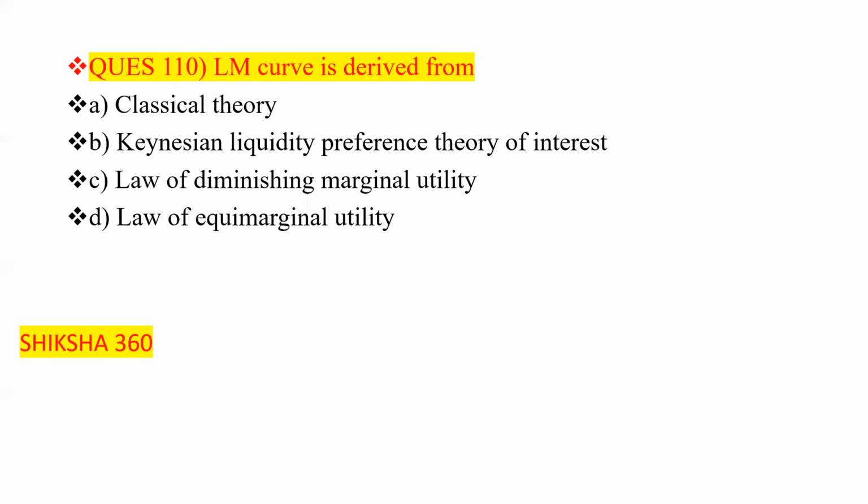The LM curve is derived from which theory? First one is the classical theory. Second one is the Keynesian liquidity preference theory of interest. Third one is the law of diminishing marginal utility. Fourth one is the law of equi-marginal utility.